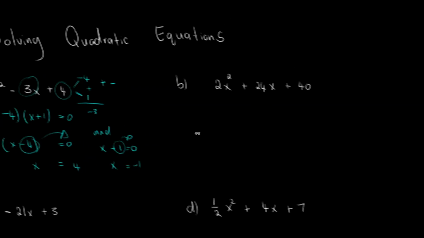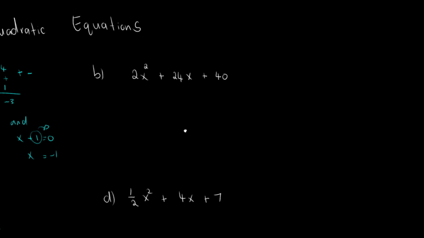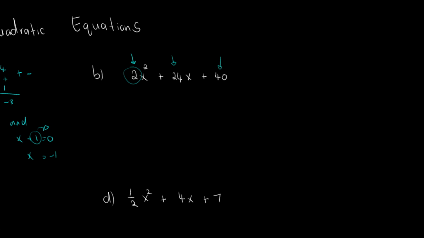Let's look at the second one. Now the second one's a little bit tricky, because I first need to realize that all of a sudden x has a coefficient. Can I do something with this coefficient? Well, I can factor out a 2, because 2 is a multiple of 2, it's also a multiple of 24, which is also a multiple of 40. So I'm going to factor out a 2. I'm then left with x squared plus 12x plus 20.